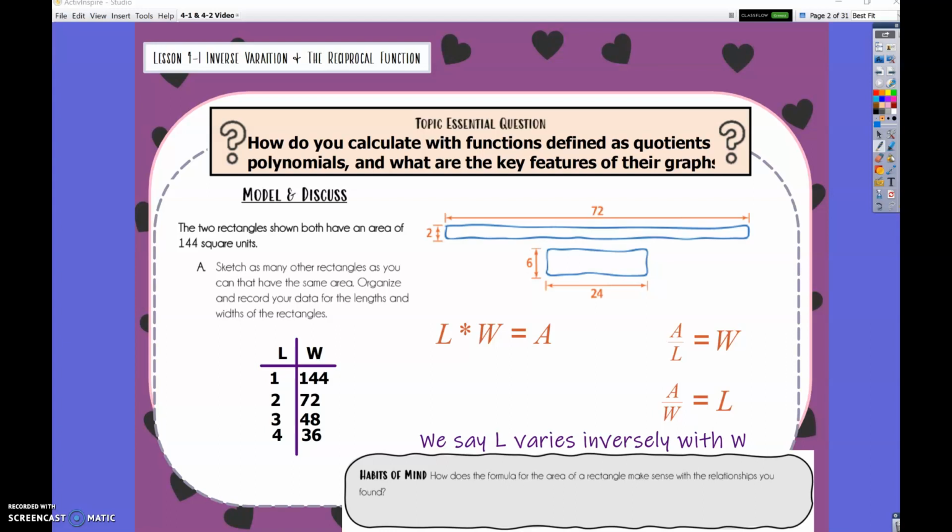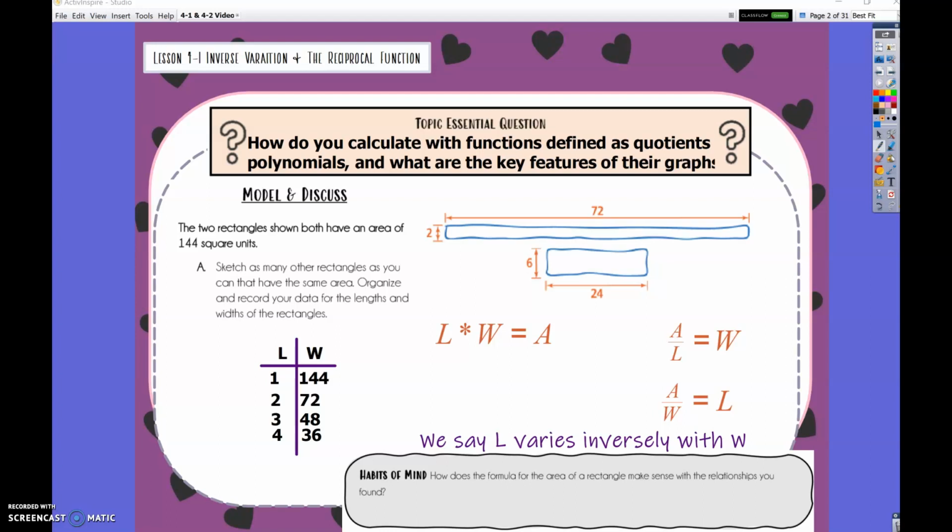In topic 4, we're going to be looking at functions defined as quotients of polynomials. That means we'll have two polynomials dividing with each other, and we're going to really look at their graphs and what key features they have, and also where certain behaviors happen.